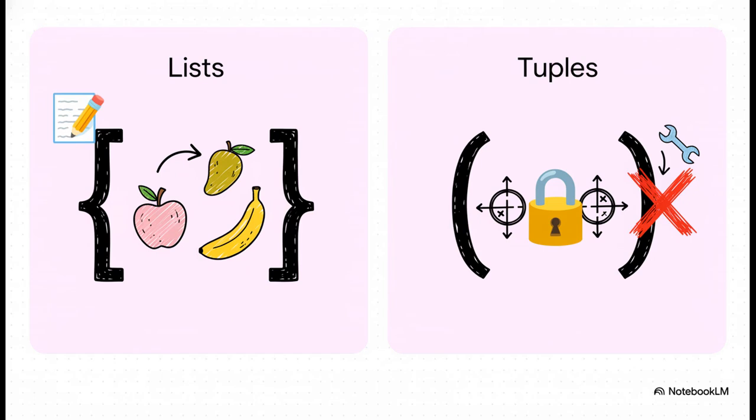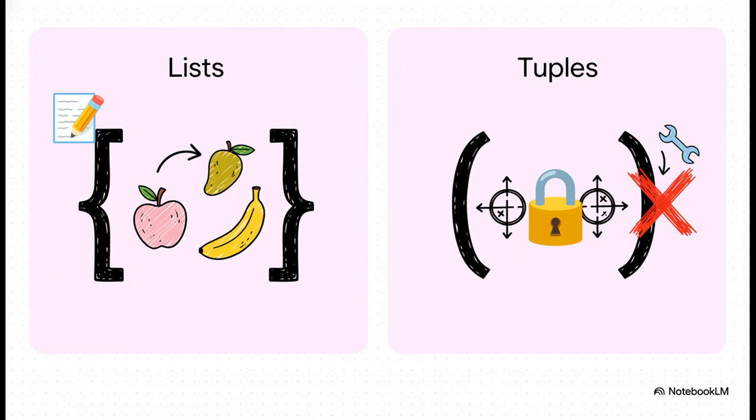Now for lists and tuples. These are both used to store a collection of items in a specific order, but they have one absolutely critical difference. Lists, which use square brackets, are changeable. You can add things, remove things, swap things out. They're flexible. But tuples, which use parentheses, are unchangeable. Once you create one, it's set in stone. Trying to change it will just give you an error.